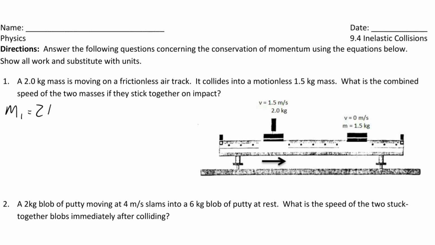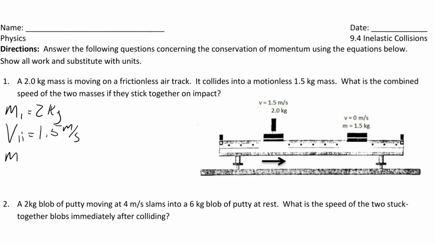M1 is 2 kilograms. It collides into a motionless 1.5 kilogram mass. What is the combined speed of the two masses if they stick together on impact? It doesn't say it in the problem, but it actually shows you in the diagram the velocity of the first block, or the first cart, is initially 1.5 meters per second.